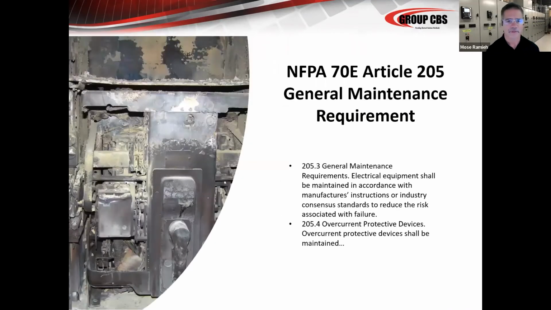The other thing we're going to talk about, and I'm going to weave in here, as Justin mentioned, is we're going to dive into breaker maintenance, breaker testing, and protective devices, because in the NFPA 70E, Article 205, the general maintenance requirements, there's a couple of different things we need to look at. One of them is 205.3, the general maintenance requirement, where electrical equipment, your breakers, your transformers, your switches, shall be maintained in accordance with manufacturer's instructions and other consensus standards like the NETA acceptance and maintenance testing standards, as well as 205.4, specifically talking about overcurrent protective devices and how those devices need to be maintained.